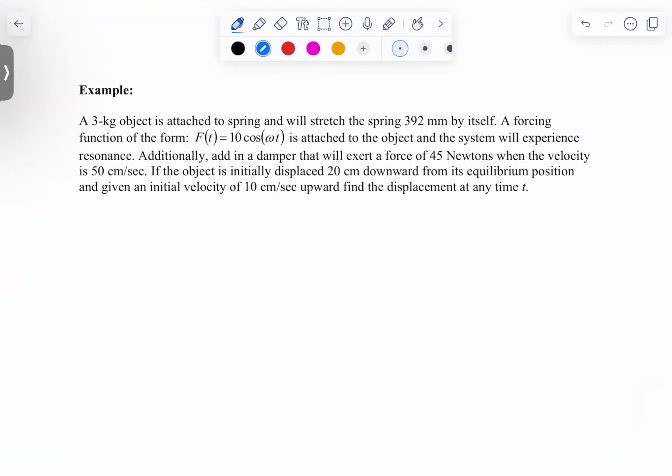But we're going to start with our same setup. We still have the same forcing function with resonance, but now we're adding a damper back in, which will exert a 45 Newton force when the velocity is 50 centimeters per second. So we still have a lot of the same info that we had.